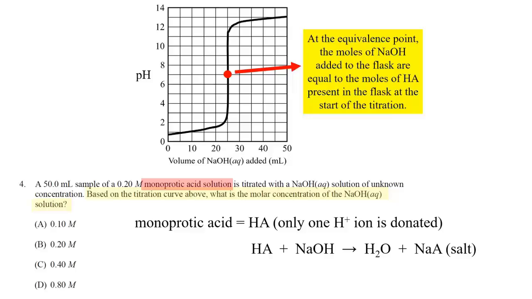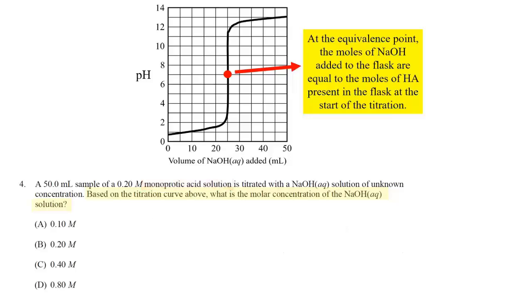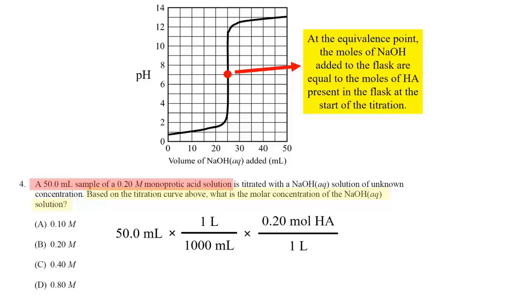Now let's calculate the number of moles of the acid, because we have both a volume and a molarity. Remember that if you're ever given both a volume and a molarity, you can calculate the number of moles. So it's volume times molarity equals moles. You first have to convert your milliliters into liters by dividing by 1,000. Then 0.20 molar of this monoprotic acid solution means that there are 0.20 moles of this acid for every 1 liter.